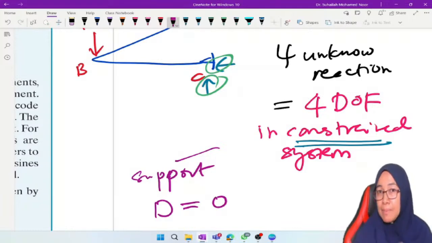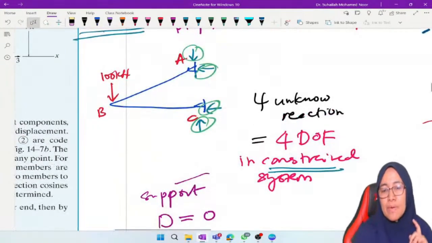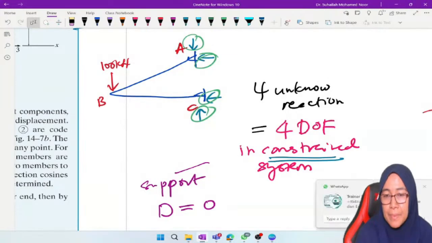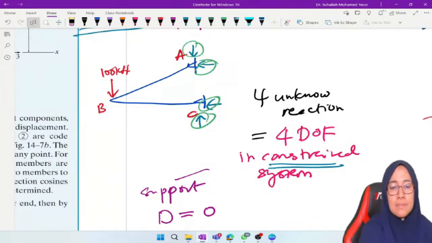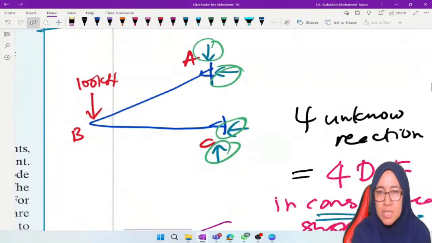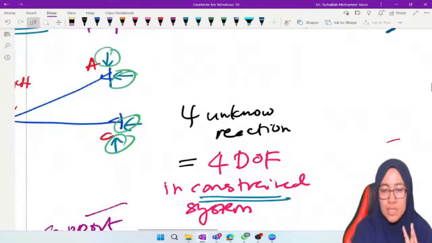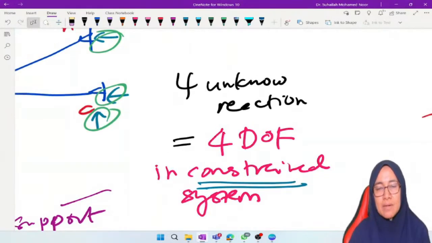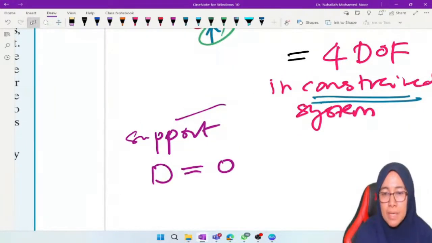I hope you get what I mean. Try to think and try to understand. You cannot just remember; you have to understand. So we have the conventional way like this. Why do we compare to the conventional way? Because we want to identify the number of unknown reactions. And from that, 4 unknown reactions refer to 4 degrees of freedom in the constraint system. What is the meaning of constraint? Constraint means support, and at a support, displacement is 0.